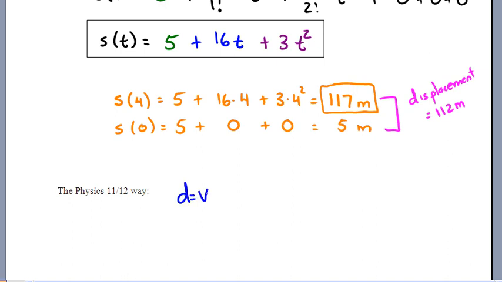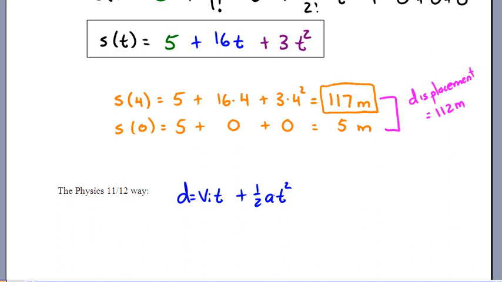D equals v_i t plus 1/2 a t squared. Sure, I agree. It's super simple. We're going to put the numbers in, and we're going to find out exactly where this thing is, or at least the displacement. But what's happening here is this is actually the first couple of terms of the Taylor series. It's figuring out the displacement anyways. It doesn't have the 5 in there, and that's fine.